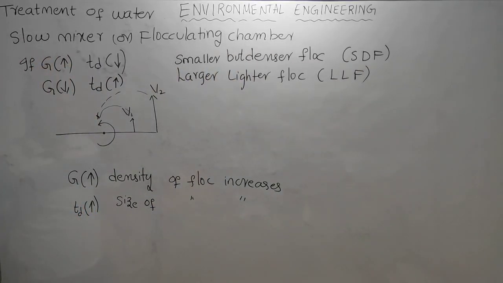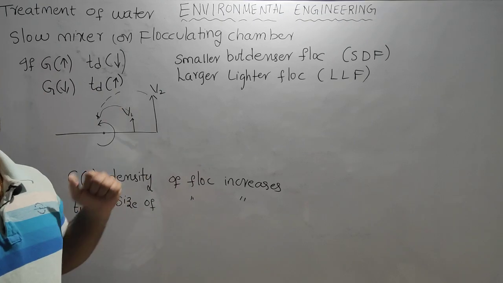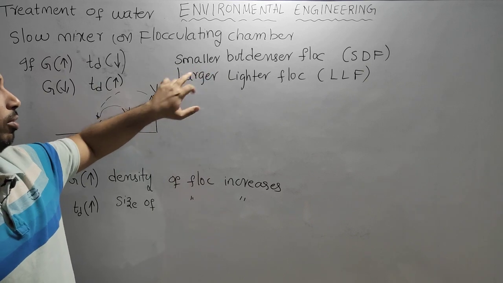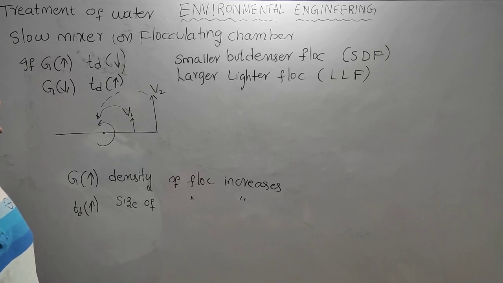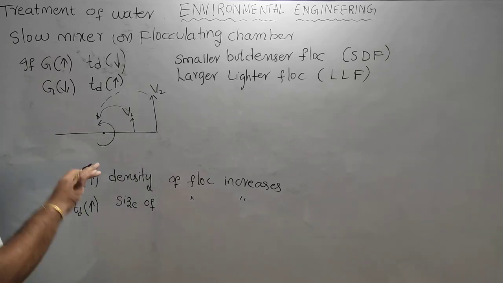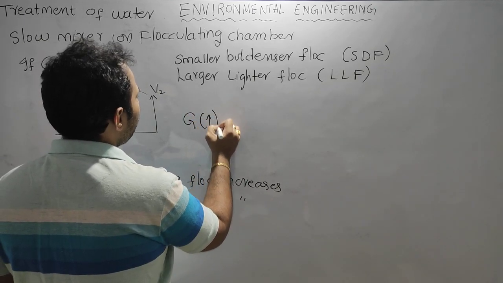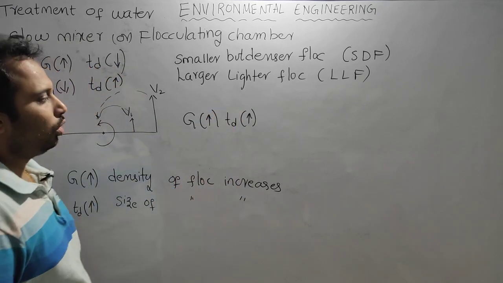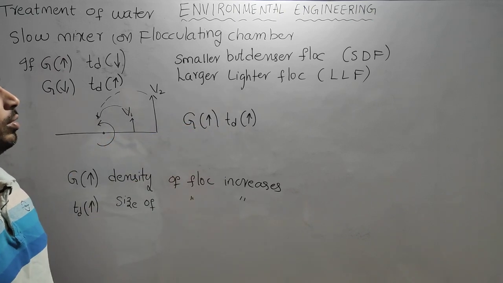Now our interest here is we want denser, bigger particles, denser as well as bigger. We don't want lighter and we don't want smaller. We want larger and denser flock. That is our requirement. If you want to get larger, denser, you may think that if we increase G and TD, don't we get larger, denser flock? No. You won't get it when G and TD are both increased.